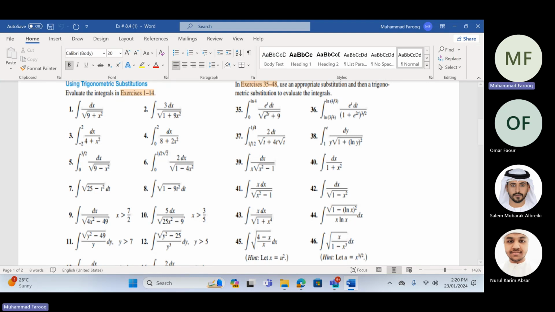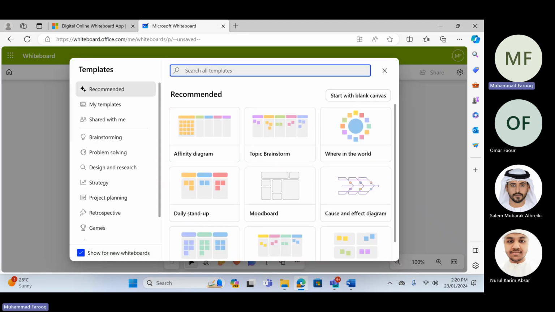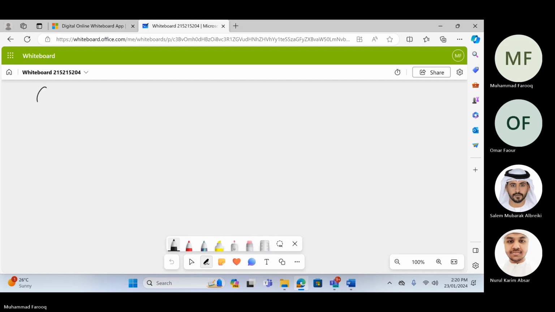Let's try number 6, please. Integrate from 0 to 1 over 2 square root 2, 2 dx divided by the square root of 1 minus 4x squared.